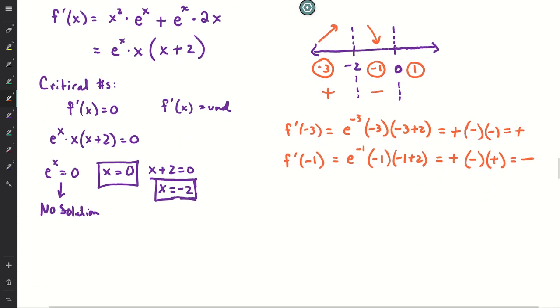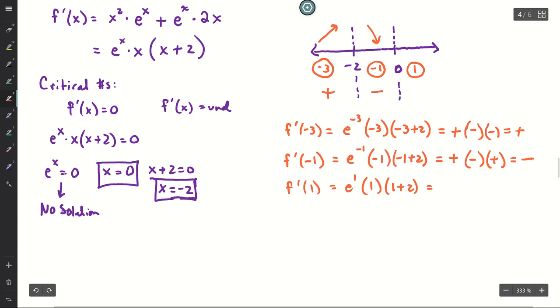All right, and then the last one, I'm going to do f prime of 1. So f prime of 1, e to the first, this would be 1, this would be 1 plus 2. E to any power is positive, 1 is obviously positive, and then 1 plus 2 is positive. So there we get a positive overall, and that would indicate that I'm increasing.